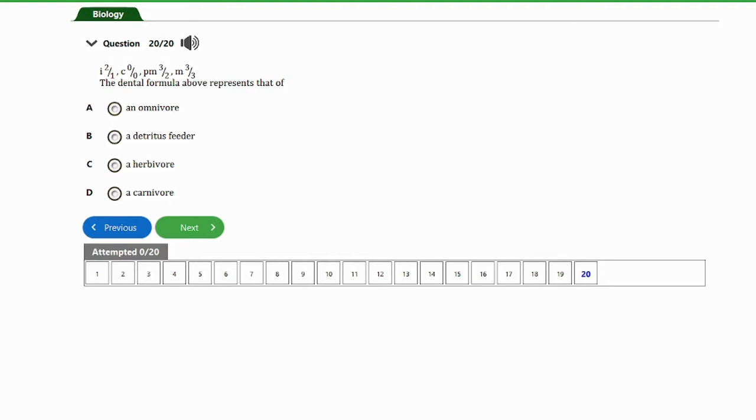So let's look at the options we have here. We have options A, an omnivore, B, a detritus feeder, C, a herbivore, D, a carnivore. So guys, like I've explained already, the answer to this question is a herbivore.